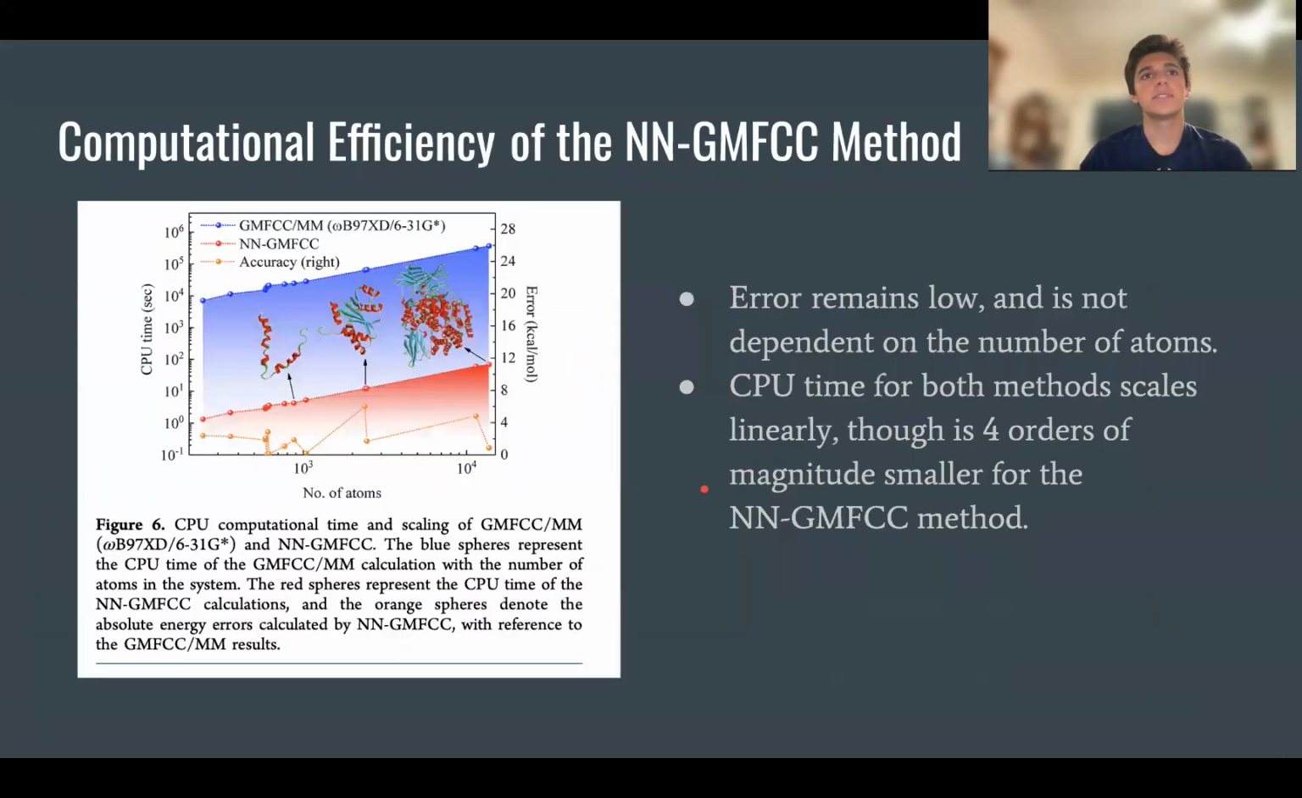The NN-GMFCC allowed for calculating protein energy in seconds with accuracy comparable to a quantum mechanical approach. Figure 6 shows the computational timescale and energy errors of the 14 tested protein systems, shown here. As you can see, both GMFCC-MM and NN-GMFCC scale linearly, though the NN-GMFCC is about 4 orders of magnitude faster.